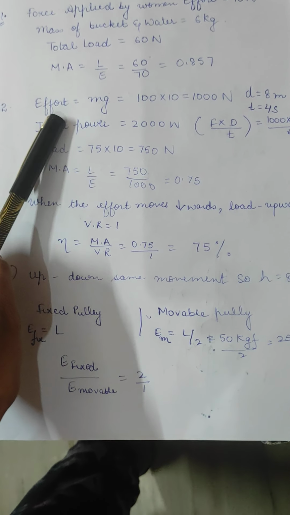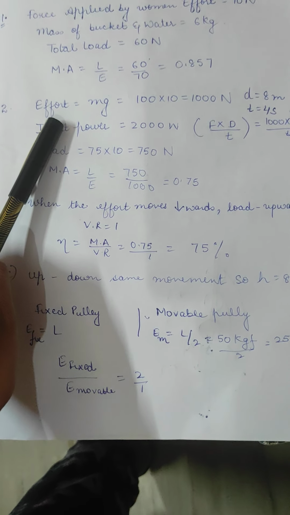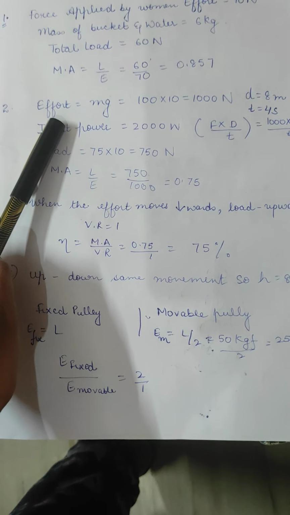So first of all, what is the effort? A fixed pulley is driven by a mass of 100 kg. So you convert that into Newton, that is equal to 1000 Newton. Input power: power is equal to work upon time, or force into displacement upon time. What is the force here? 1000. What is the distance here? 8. What is the time here? 4. So when you solve it, you will get 2000 Newton.